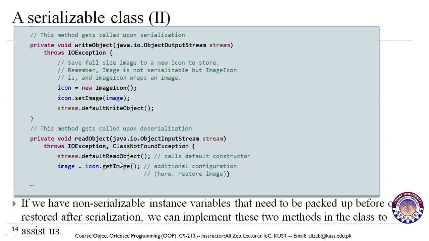So stream.defaultReadObject calls the default constructor, and we read the additional configuration. We read the image, or restore the image, from the icon into an object of the image class. Since the image was not serializable, we pack it into an object of the icon class, and then when we need to read the image again, we unpack it, or deserialize it, from the object of the icon class to the object of the image class in this method.